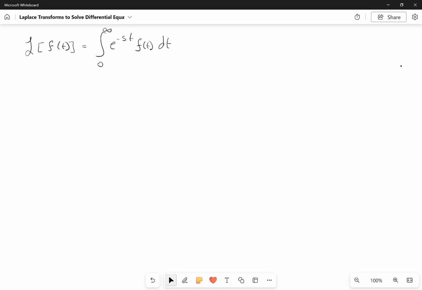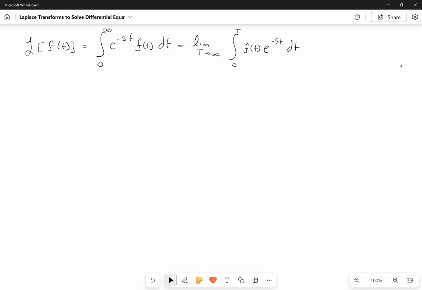However, generally you can't have limits of infinity. So to write this properly, it's the limit as t goes to infinity of the integral from 0 to t, and then we write f of t e to the negative st dt. So it looks like the Fourier transform. So this is our definition of the Laplace transform.